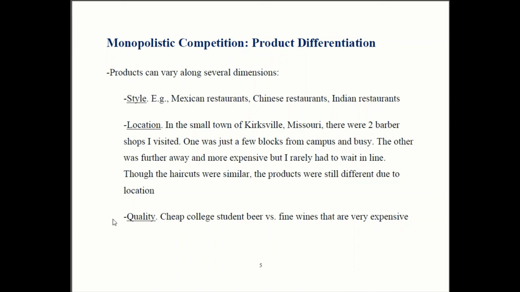Firms can also compete along the dimension of quality. So maybe some of you guys buy cheap beer to entertain yourselves. When you're more affluent, perhaps you'll start becoming one of those wine connoisseurs who spends hundreds of dollars on a bottle. Doesn't make a whole lot of sense to me, but some people really do care about that and are willing to pay the big bucks for the high quality. So that's another way firms can differentiate their products. You can see that in this kind of market, the products are very much not all the same.